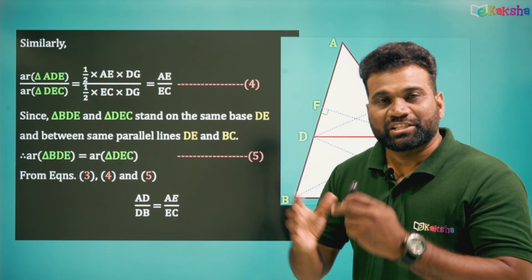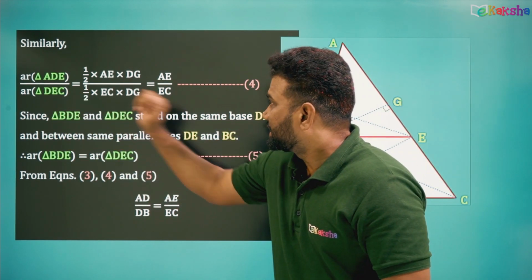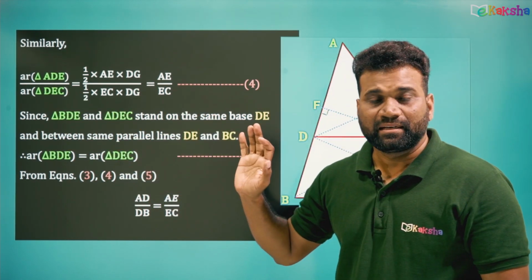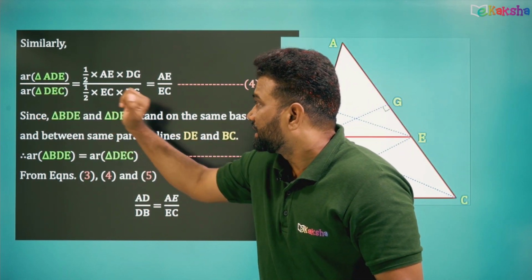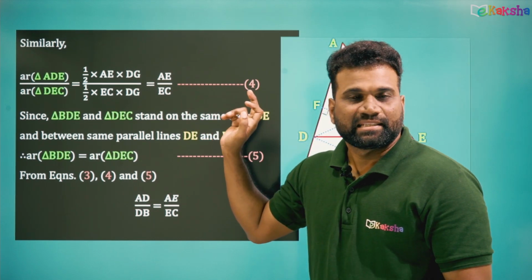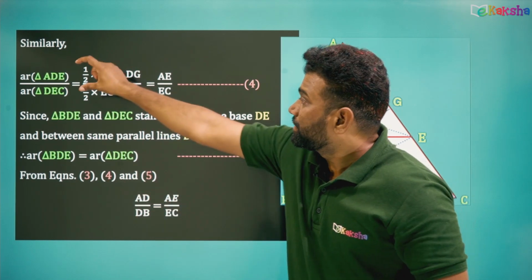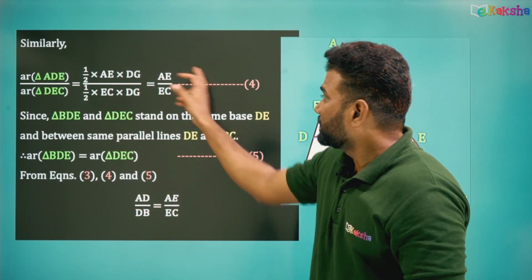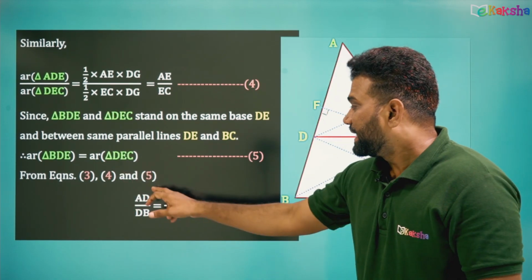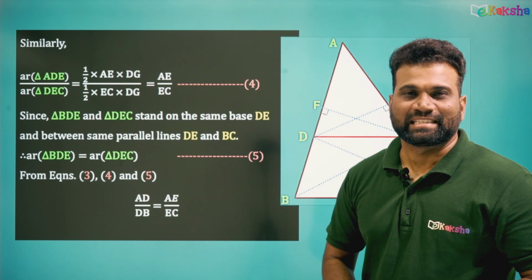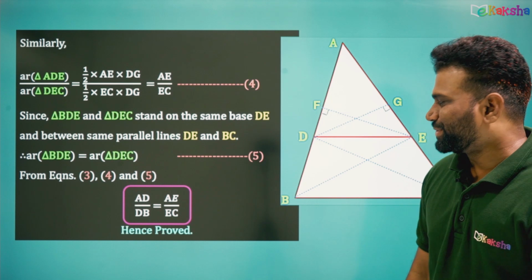Because from equation 3, we have got area of triangle BDE over area of triangle DEC is equal to AD over DB, right? From equation 4, we have got area of triangle ADE over area of triangle DEC is equal to AE over EC, right? Since these two areas are equal, the denominators are equal, and the left sides of both are the same, so the right sides are also the same. So from equations 3, 4 and 5, we can say AD over DB is equal to AE over EC. Clear? So this is what we needed to prove. Hence it is proved.